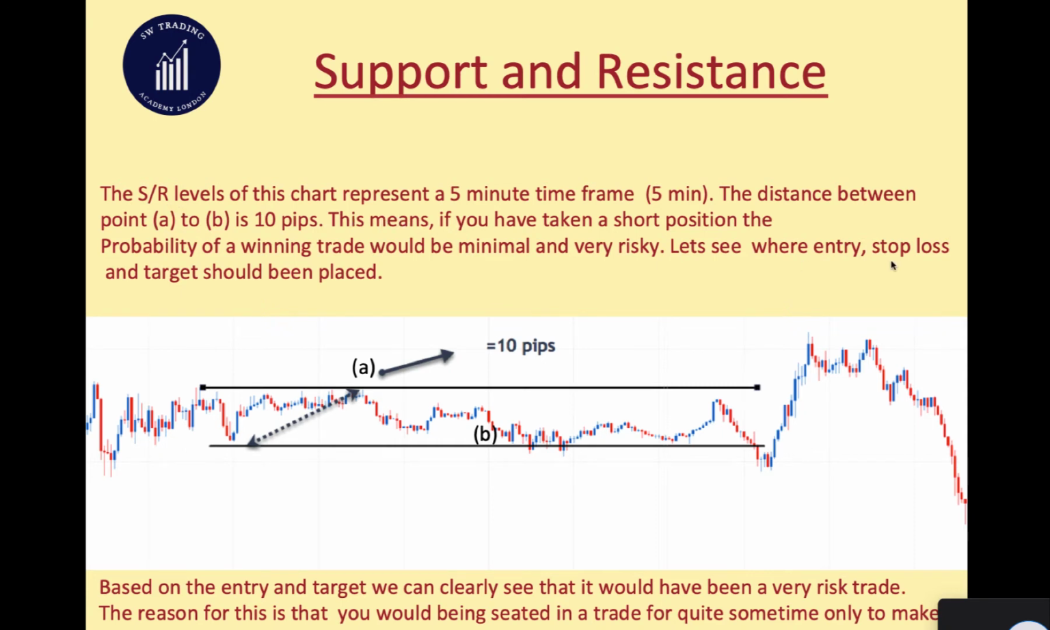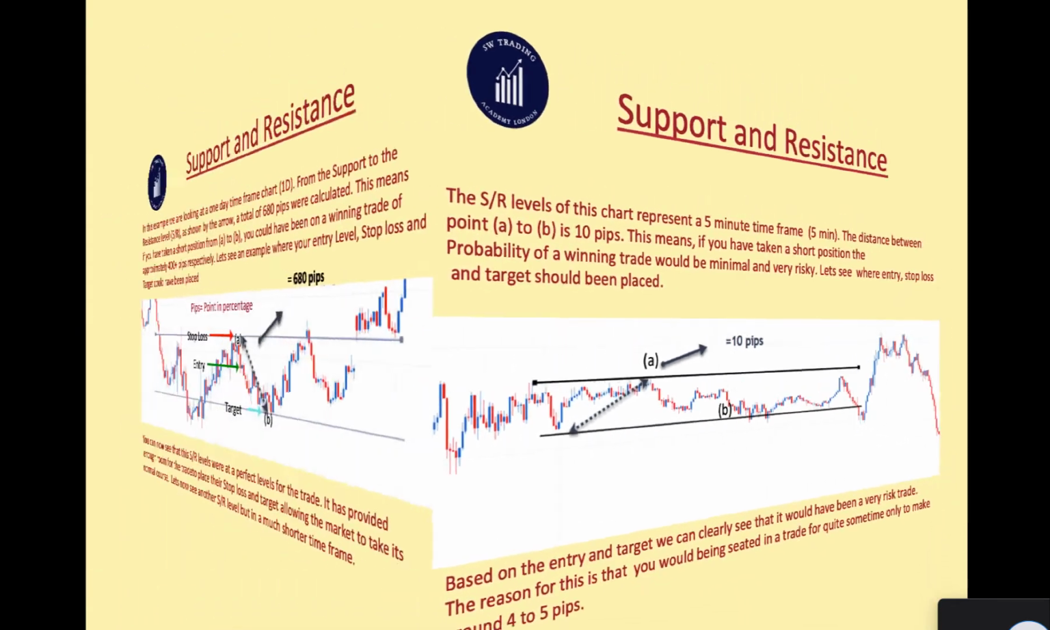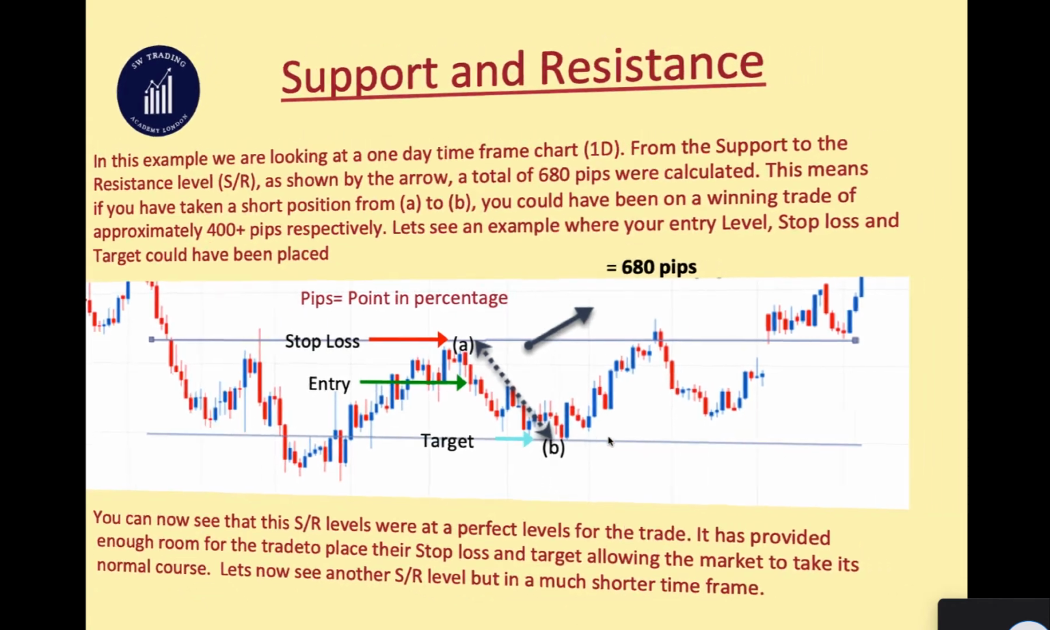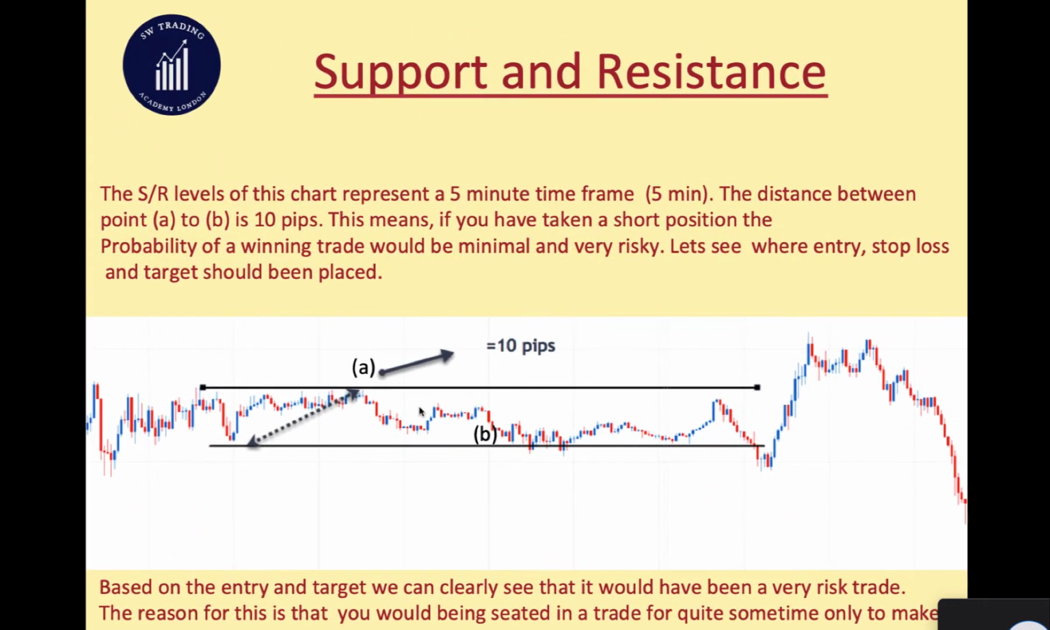The support and resistance level of this chart represents a 5 minute time frame, as I said. The distance between point A and point B is now 10 pips only, okay? So look at the difference. From this chart here, we have from A to B 608 pips, whereas this one here, we see only 10 pips, okay? So what does it tell you straight away? This is a much more risky trade, okay? This means that if you have to take a short position, the probability of a winning trade would be very minimal and very risky.